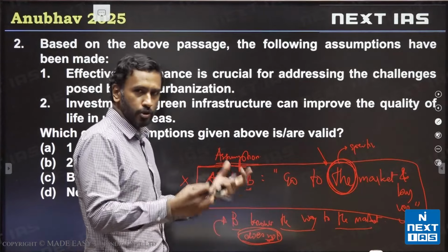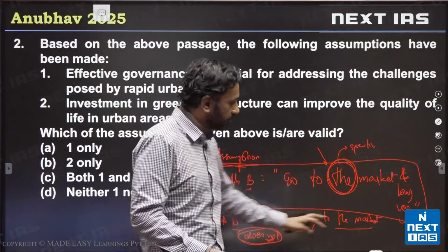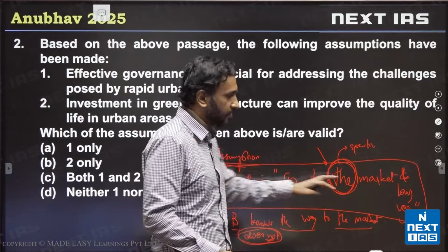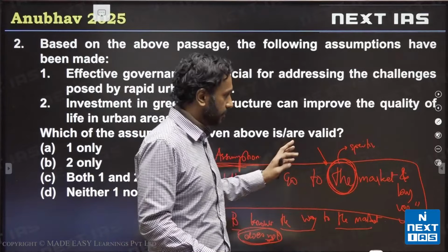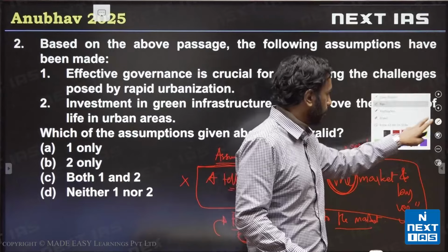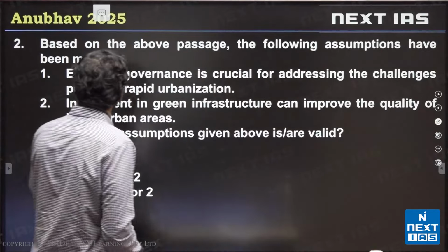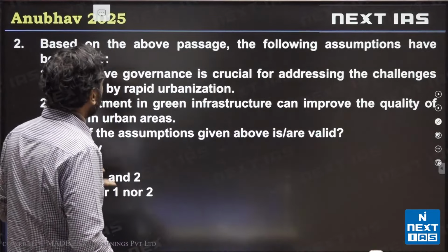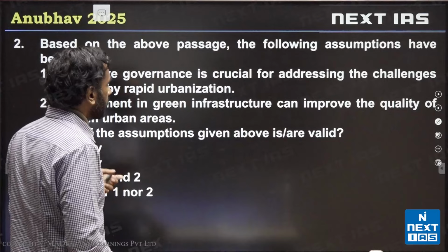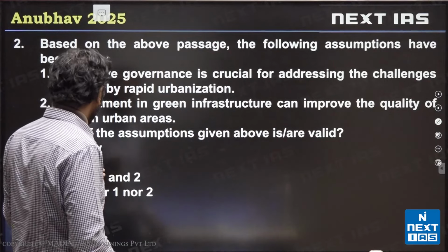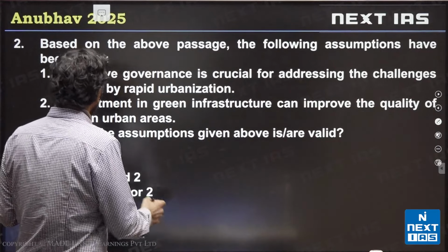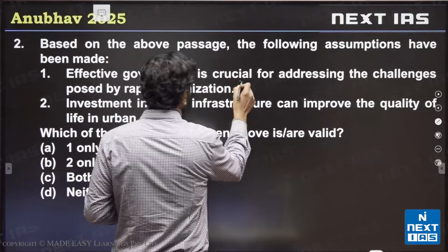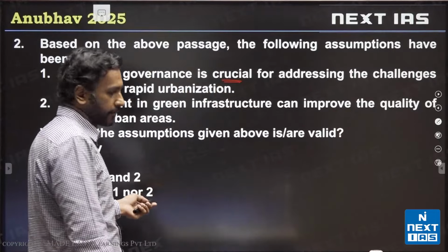So this is usually stated as, if I negate a valid assumption, the passage will get negated, right? Something of this nature. Okay. So let's look at assumptions. Effective governance is crucial for addressing the challenges posed by rapid urbanization. So effective governance, is it crucial or not? We need to check.